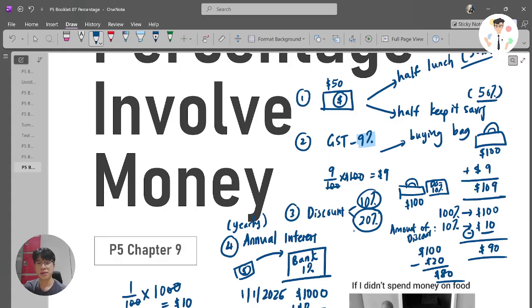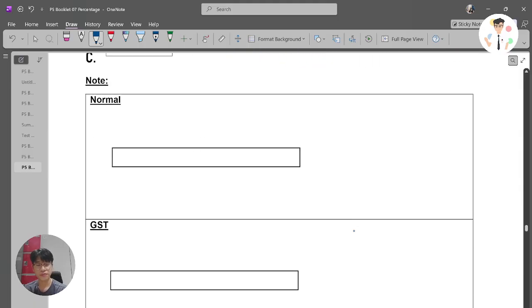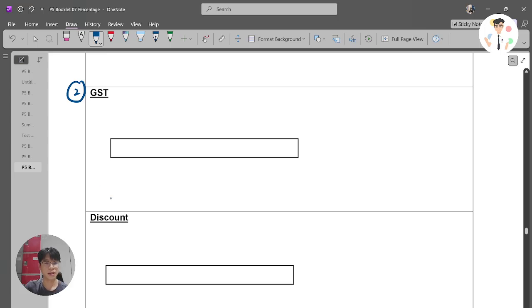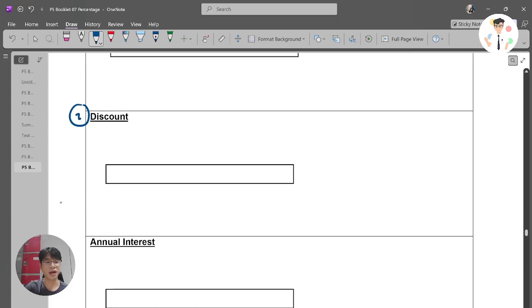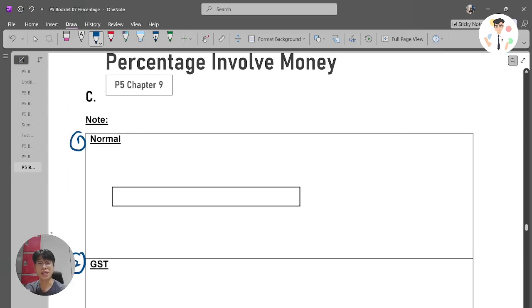Okay, now let's move on to our page here. So I'm putting a bar model here just to give you a bit of an idea, but it doesn't really matter that much. Okay, so again, the first situation is what I call normal. Second is GST. Third is discount. And fourth is annual interest. Okay, let me just share with you and show you in detail.